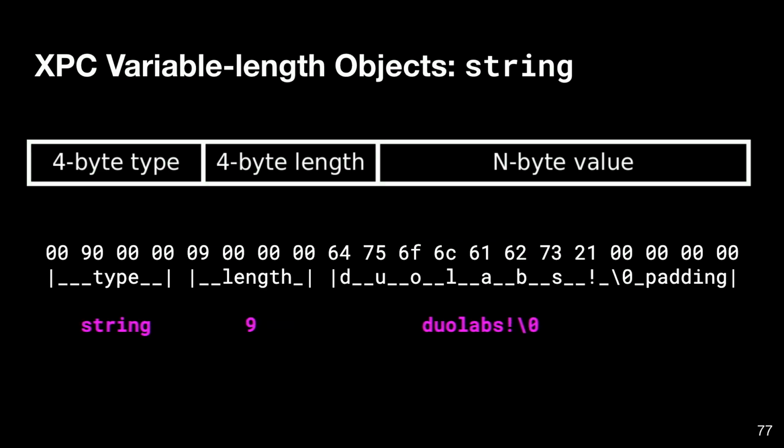Moving on to the next general category, these are our variable length types, such as strings. It will look pretty similar, except for the inclusion of a new 4-byte length field. So for our example string, duolabs!, it's important to note that strings have to be null terminated. So the null character at the end of the string, bringing it up to 9 characters, is reflected in that 4-byte length field. Now, another property of XPC objects is that every field within an XPC object has to be 4-byte aligned. So in addition to it being 9 bytes in the length field, it's actually going to be padded by 3 bytes and take up 12 full bytes.